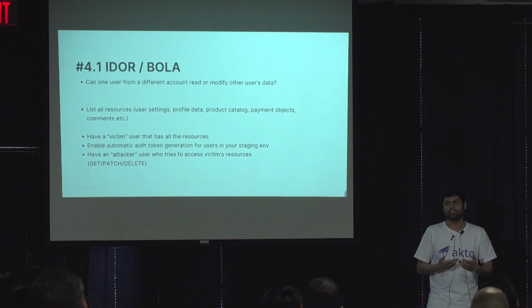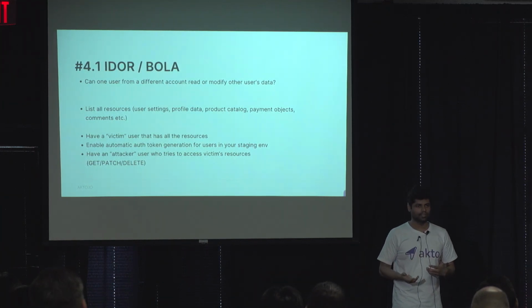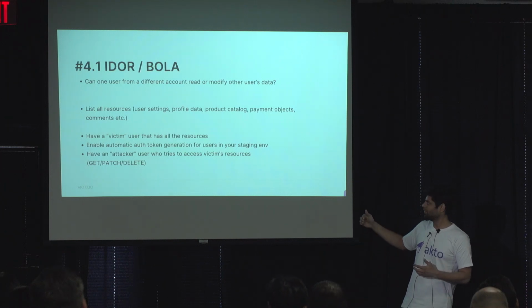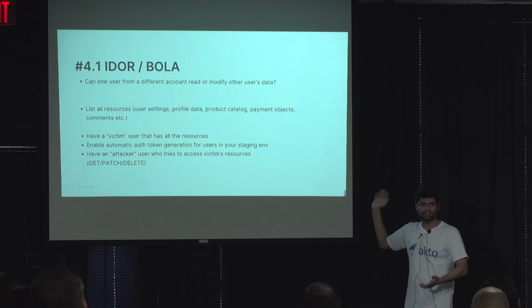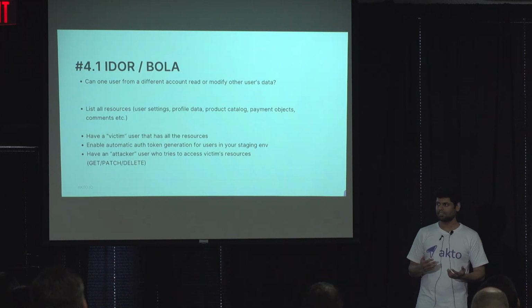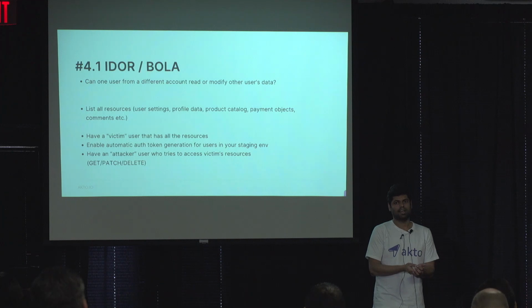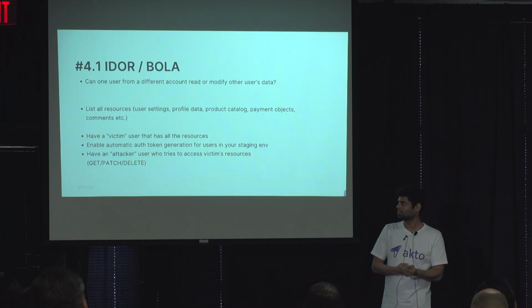It's going to cause you downtime. So depending on what kind of resource it is, how critical it is, the severity might change, but the way to automate this testing remains pretty much the same. You just have to list all the resources. You have to define a victim which can create all those resources in their account, and an attacker who tries to delete or fetch those resources.